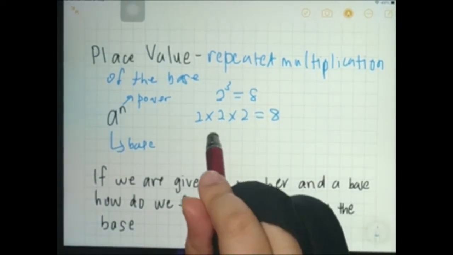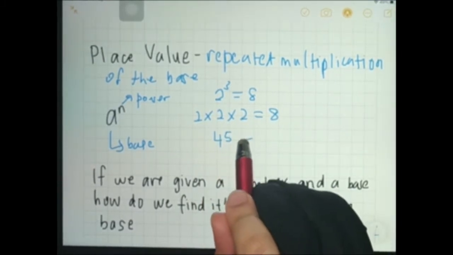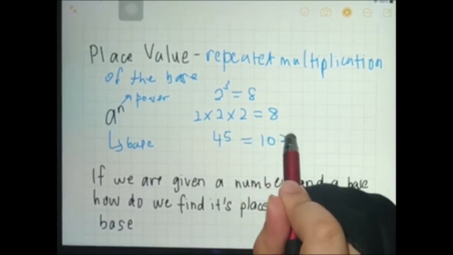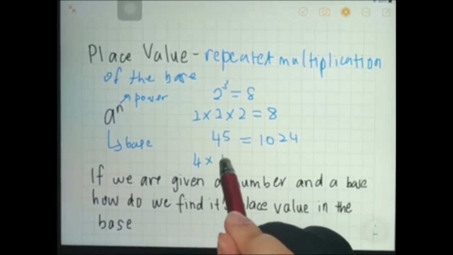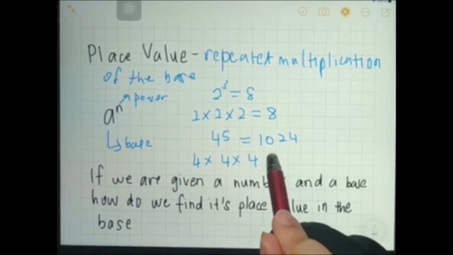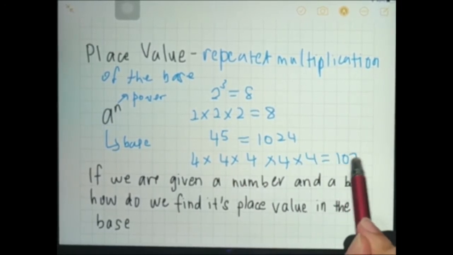Just like if we say 4 to the power of 5, we get 1,024 because we multiply 4, 5 times.